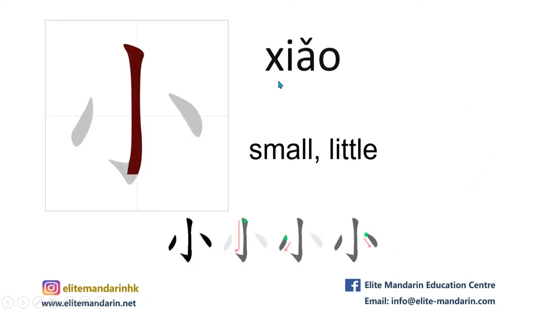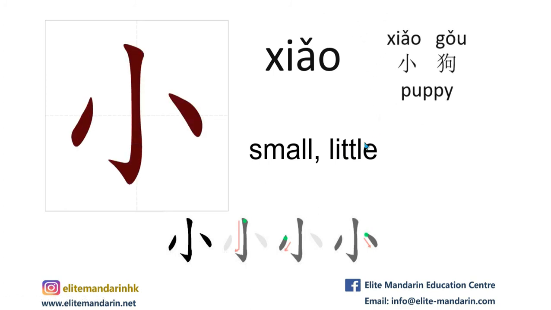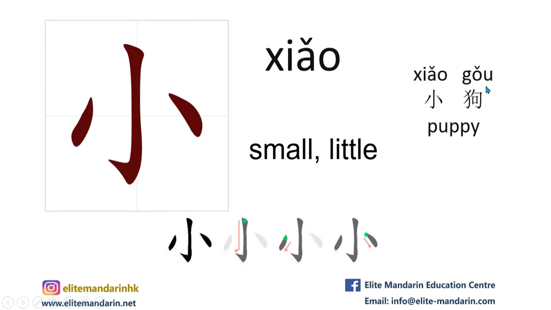Next, 小. It means small, little. The stroke order is 竖钩, 撇, 点, 小. We can say 小狗, it means puppy.